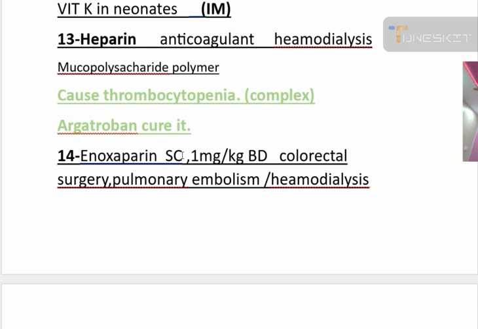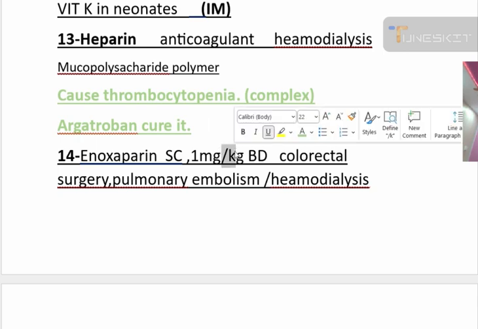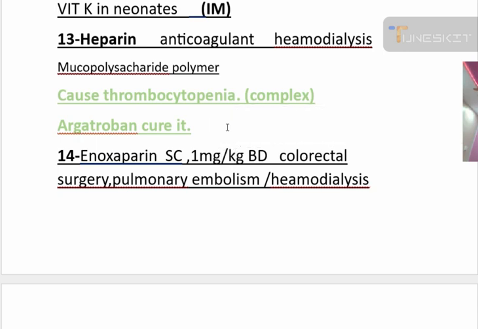Enoxaparin is always given subcutaneously. So if you have a bubble in your syringe and you are giving it to a patient, there is no problem, because it is given subcutaneously, under the skin tissues. And the dose is very important: 1 mg per kg BD, twice a day. They will give you a very lengthy question, and they will give you the weight of the patient, like 80 kg. So 1 mg per kg means 80 mg for 80 kg. Twice a day, 80 mg in the morning, 80 mg in the evening.